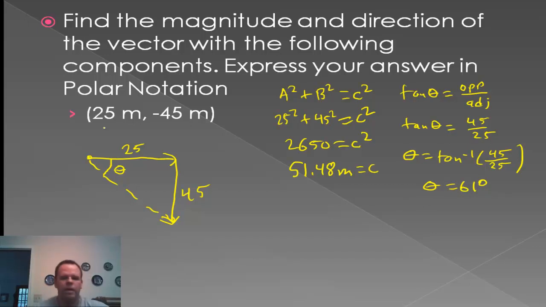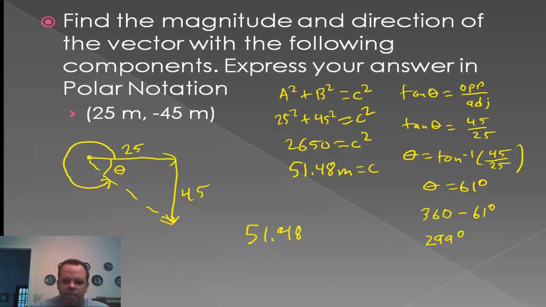Now, once again, we have to look at where this angle actually falls. For polar notation, we go counterclockwise from the x-axis. So we need everything other than this angle. So to find our angle for the polar notation, we're going to do 360 minus 61, which will be 299 degrees. So our answer, 51.48 meters at 299 degrees.